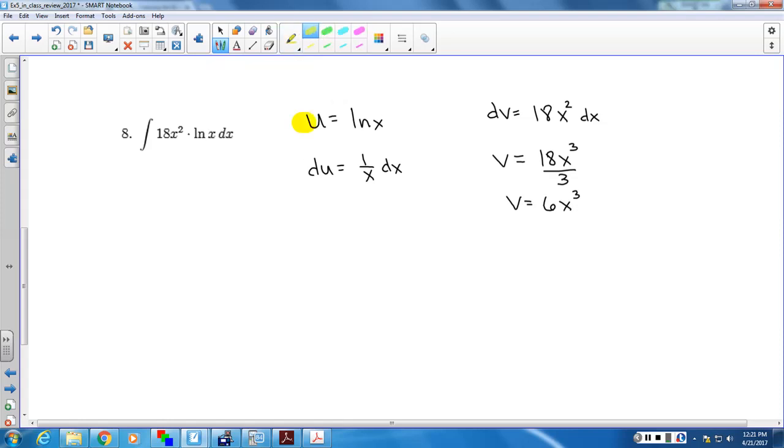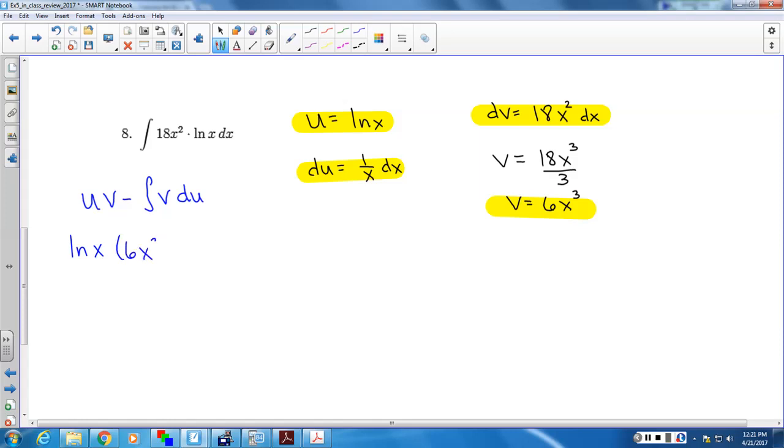So I have my four things, my u, du, dv, and v. I'm ready to do my integration by parts. I'm going to write down uv minus the integral of v du, and I'll replace it with stuff. So this will be the natural log of x times v, which is 6x cubed, minus the integral of 6x cubed, times du, which is 1 over x dx.